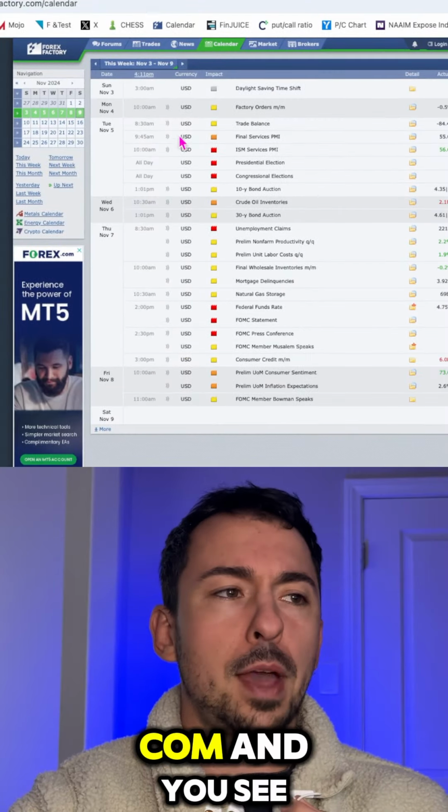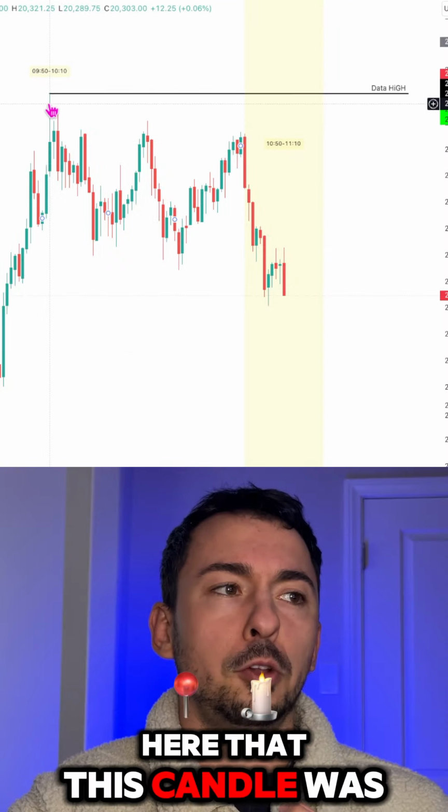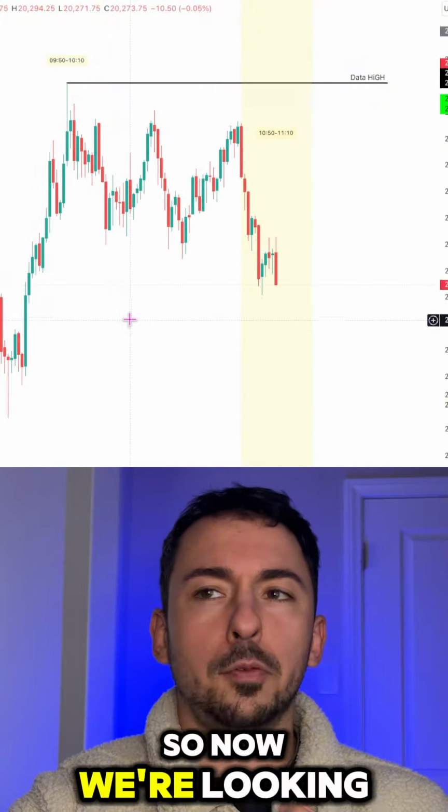If you go to forexfactory.com and you see a red folder, for example, this week there was one at 10 a.m., you can see here that this candle was that news. It leads to volatility that creates this wick, and this wick acts as a magnet for price. So now we're gonna look for a setup to get to that data high.